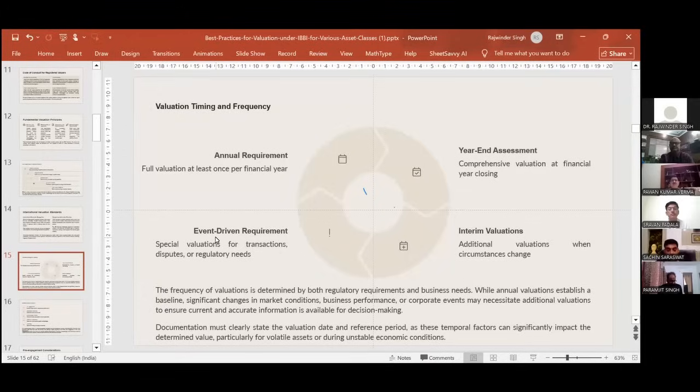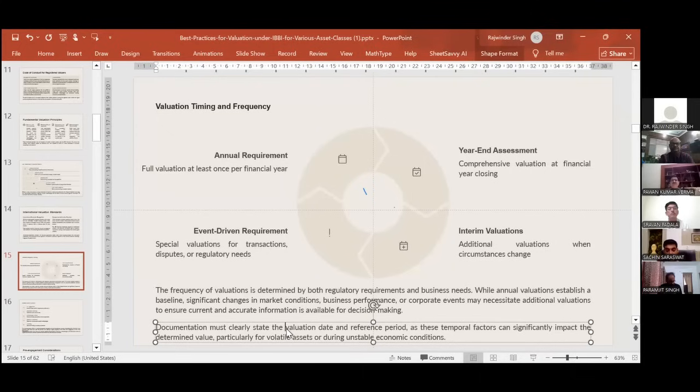Documentation must clearly state the valuation date. So when you are doing valuation, this is important. You have to clearly mention the valuation date and the reference period. This is particularly important for security and finance asset class valuers. They have to mention the reference period, as these temporal factors can significantly impact the determined value, particularly for volatile assets or during unstable economic conditions.